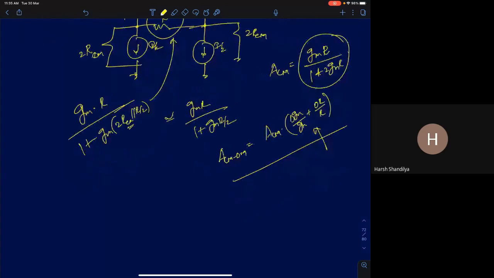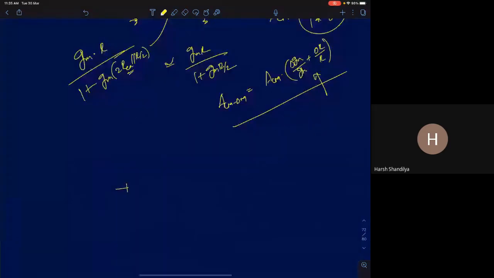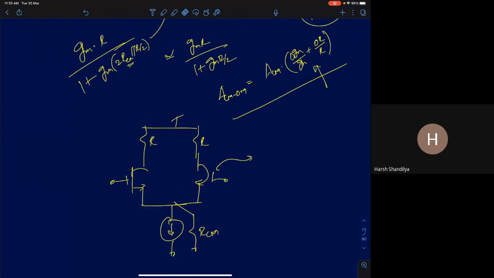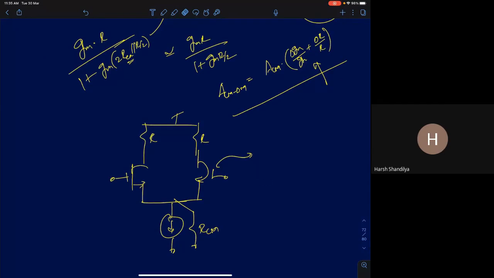Now we'll take another circuit. Another circuit happens to be this, which is a current source with a resistance of RCM, and R and R being the load resistance. Now what is ACM DM for the circuit? We just derived it some moments ago. ACM DM will be ACM. What is ACM for the circuit?